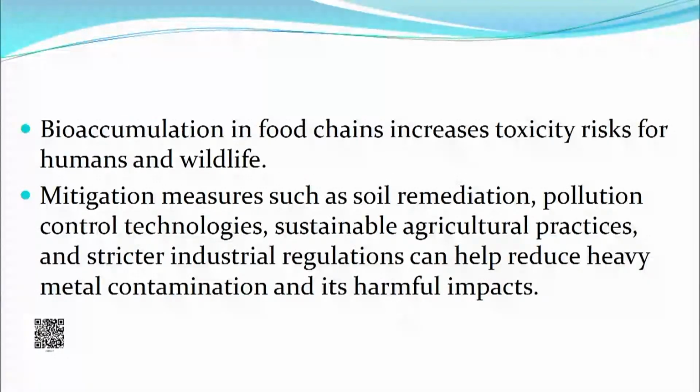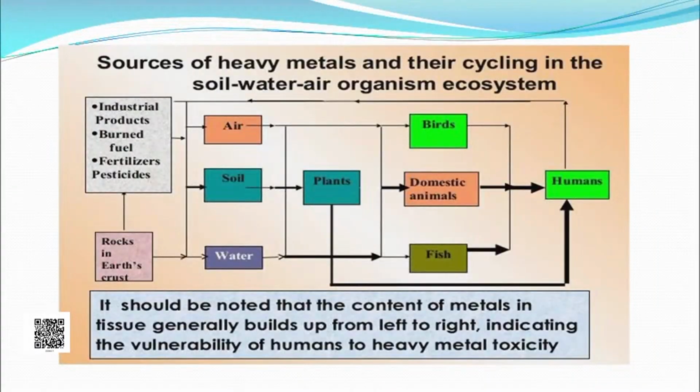Mitigation measures like soil remediation, pollution control technology, sustainable agriculture practices and stricter industrial regulations can help reduce heavy metal contamination and its harmful impact. So next we will discuss how heavy metals reach water, air and soil, that is, cycling. So look at the flow chart.